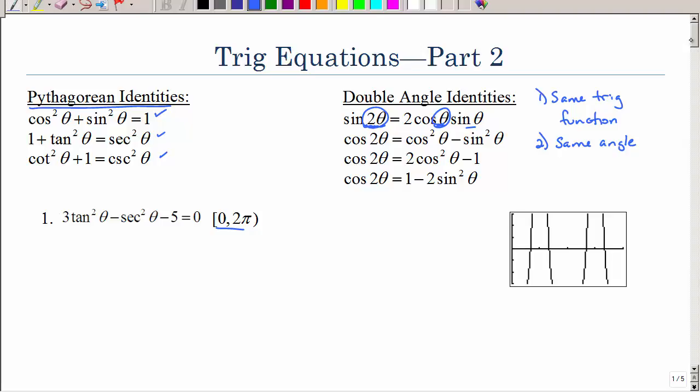So let's just look at this first example. Notice we have tangent squared and secant squared. So we want to have that same trig function. So you ask yourself, how could I change the secant squared into tangent or tangent into secant? Now personally, I would rather work with tangent because those are the values I kind of know a little bit better in my unit circle as opposed to secant. So let's see, secant squared theta is equal to 1 plus tangent squared theta. So I want to substitute that in right here, and I want to be careful of that negative sign.